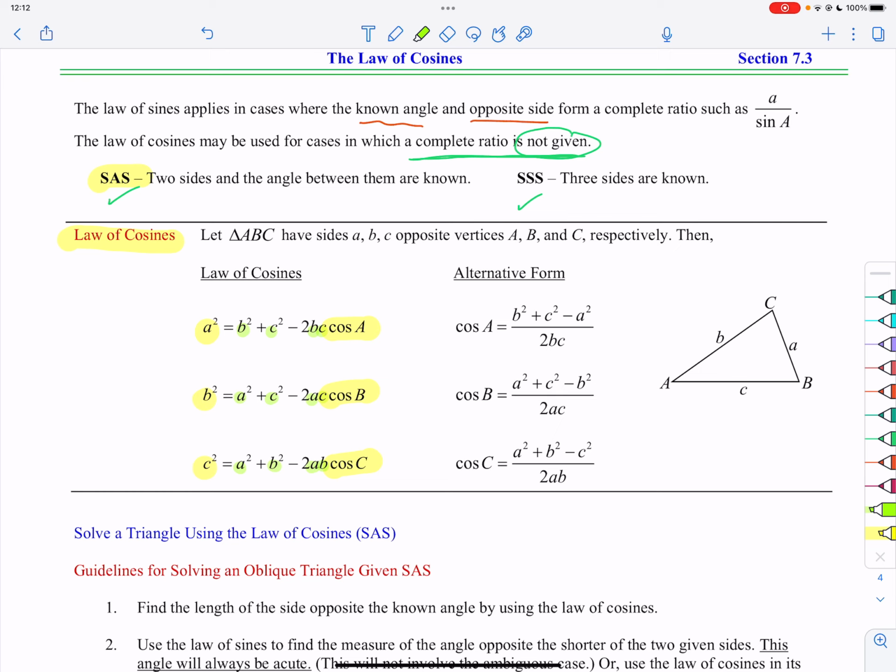Now we do have an alternate form. And what do you notice? This law of cosines has the side angle side. Okay? Here we have side, side, side. So we're looking for the cosine of A, B, or C. And here we have sides A, B, and C. So here we're looking for angles and we have none.